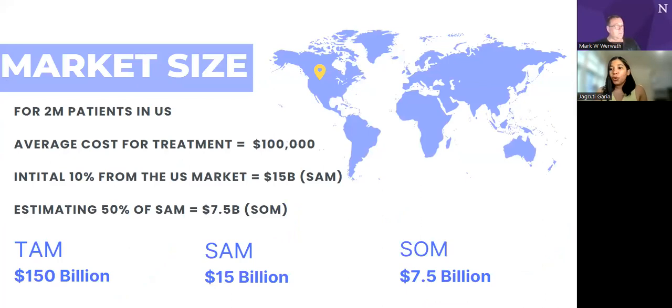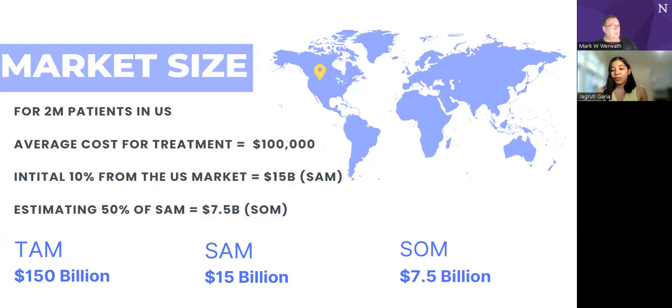Going to the market size, considering an average cost for a treatment of around 100K, the TAM would be around 150 billion. The SAM would be around 50 billion if we consider 10% of the US market. Taking 50% of the SAM, the obtainable market would be around 7.5 billion, which is again a huge market.